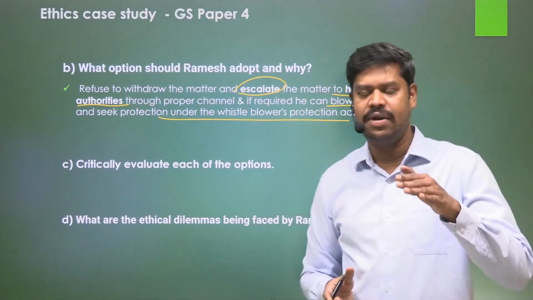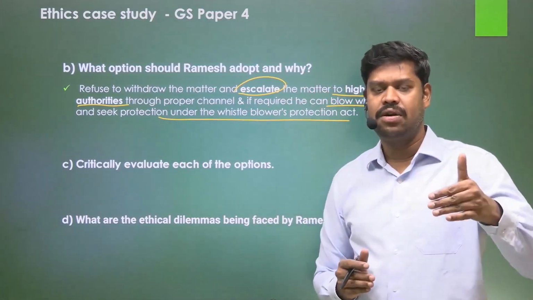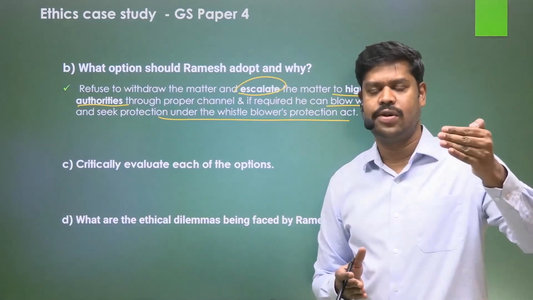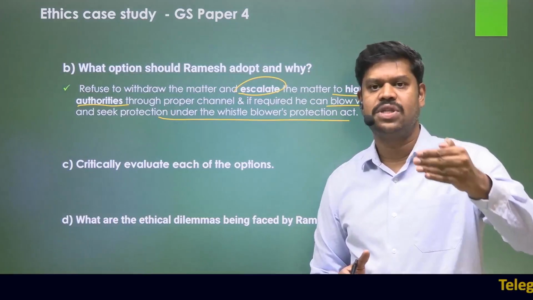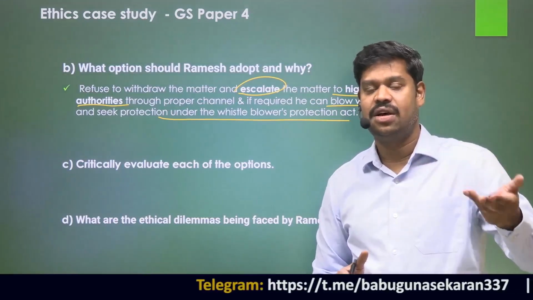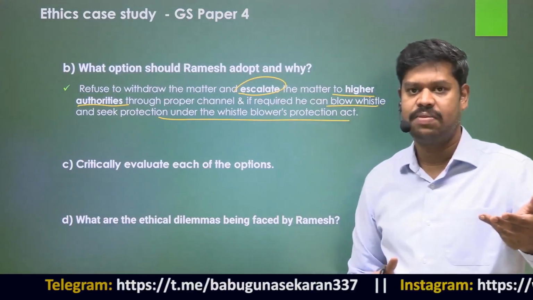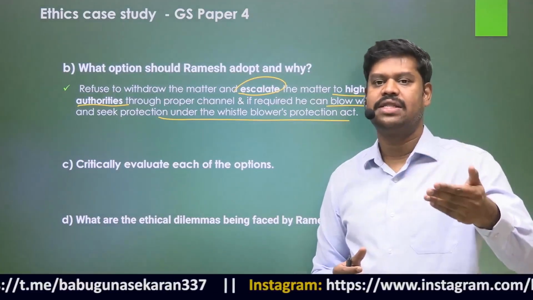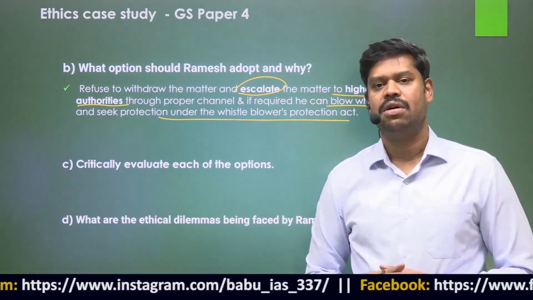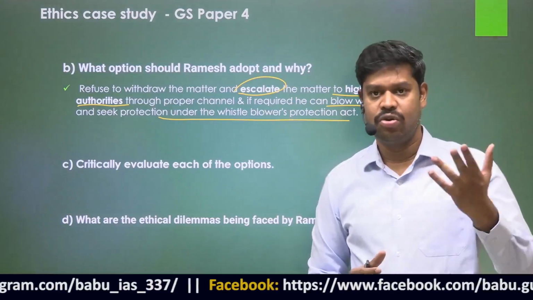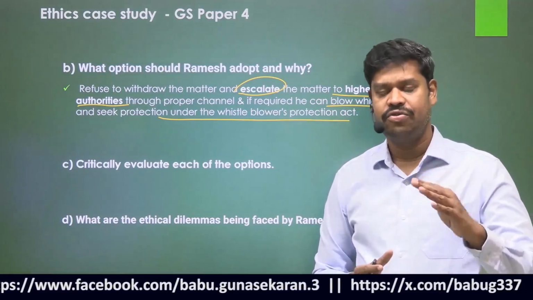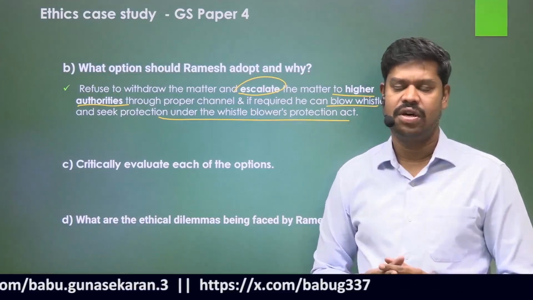So, this is a very calibrated measure. You cannot just jump the gun. It's a very calibrated measure where he is first escalating the matter to the higher authorities, watching the response of the higher authorities, and if things don't work out, if Ramesh feels that the higher authorities may not act on this particular matter, then he can escalate this further by whistleblowing. He may even whistleblow this to the media, he may whistleblow it to the union government. All these things can be done, but only if the first level of action is not taken care of.